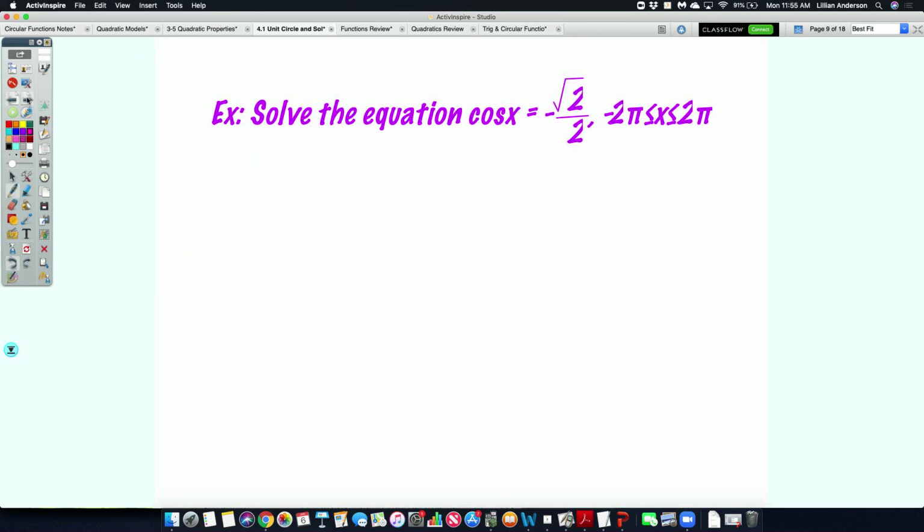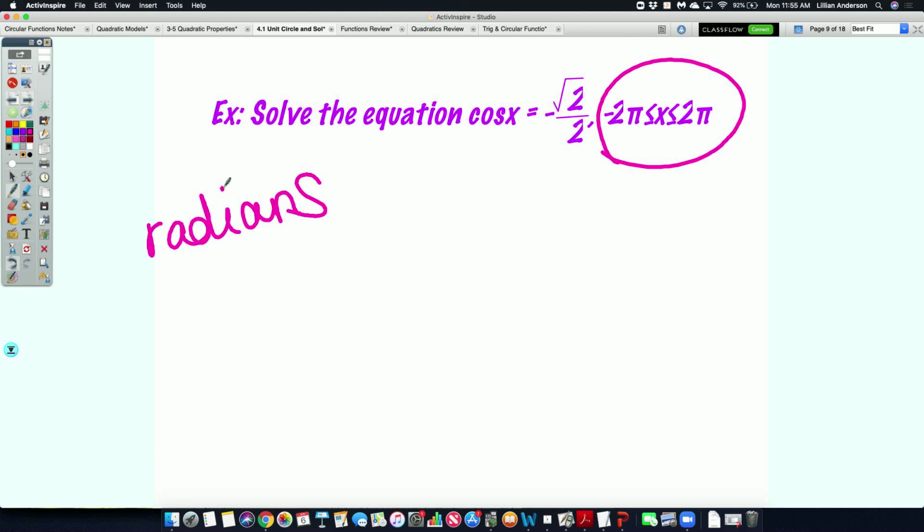All right, we're going to solve this equation. Cosine x equals negative square root 2 over 2. X is in between negative 2 pi and positive 2 pi inclusive. Now, we are looking for x. Is x in degrees or radians? Is that radians or degrees? It's radians. So that means your solutions should be your pi's over 6's and your 7 pi over 4's and things like that. Okay, so all your solutions.